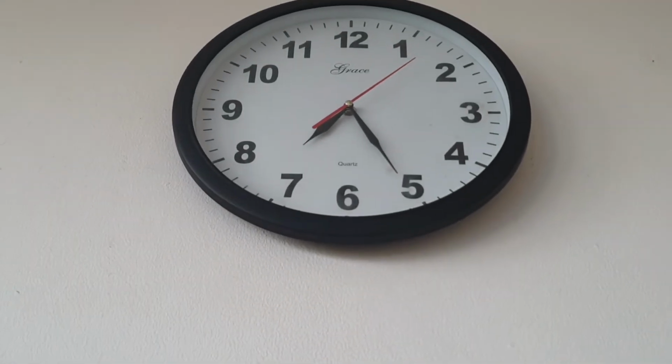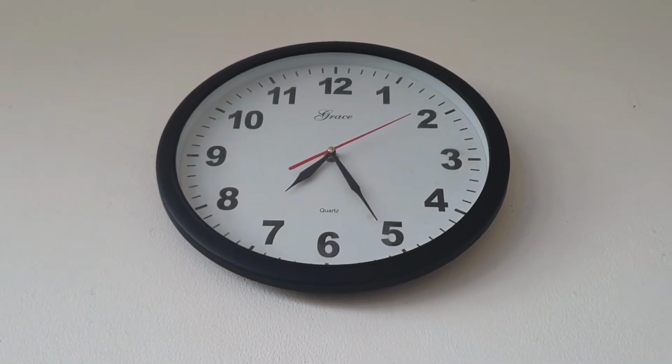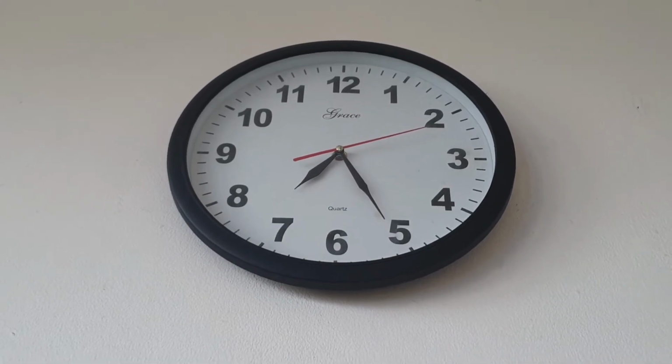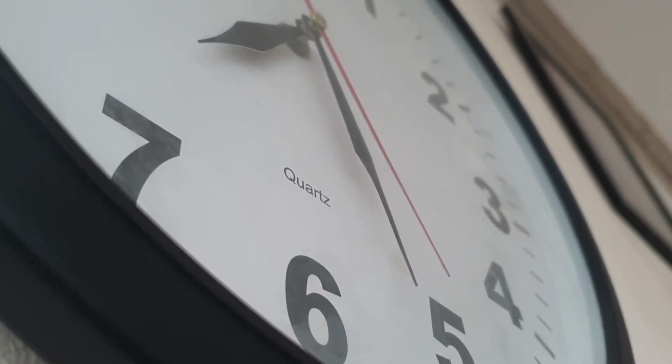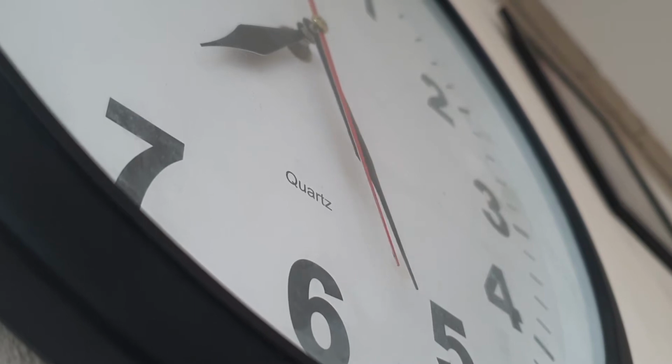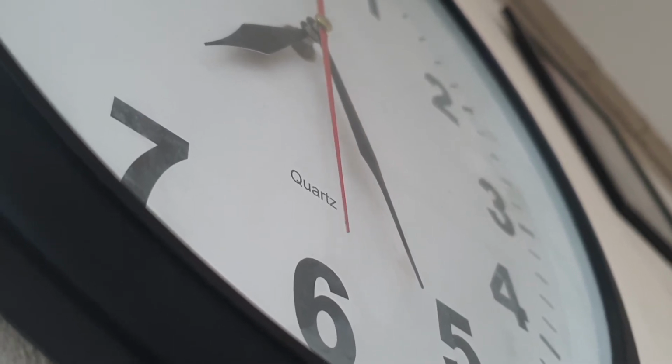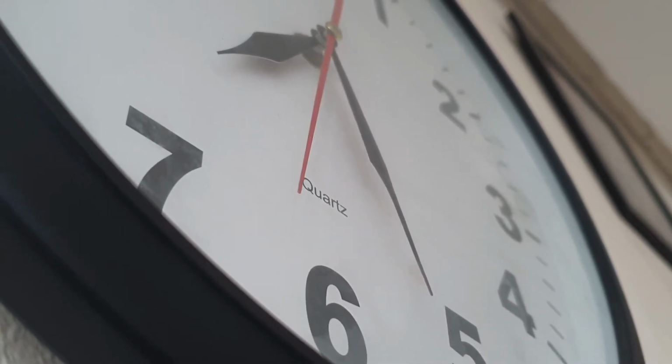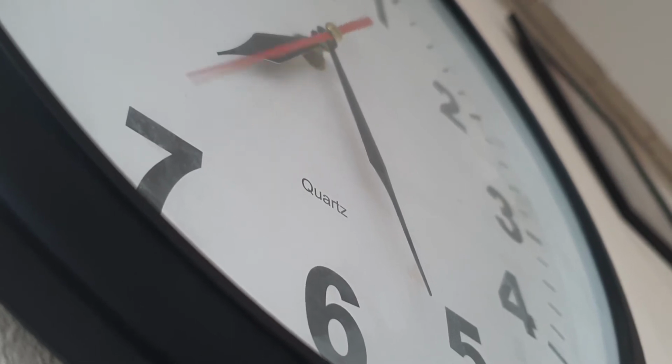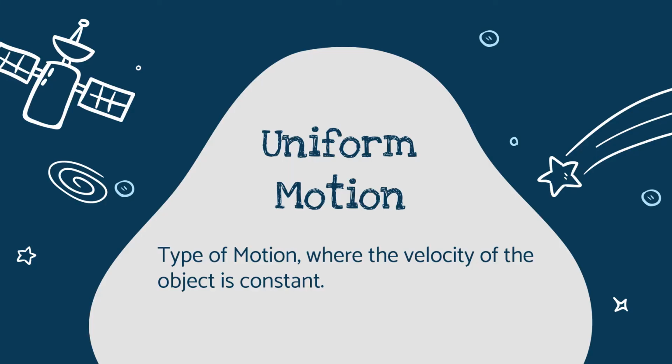Have you ever noticed a clock ticking? If we see the second hand of the clock, we will see it moves continuously and consistently. If we assume that the movement is consistent, it is one example of uniform motion. After seeing the example, what is uniform motion? Uniform motion is a type of motion where the velocity of the object is constant.